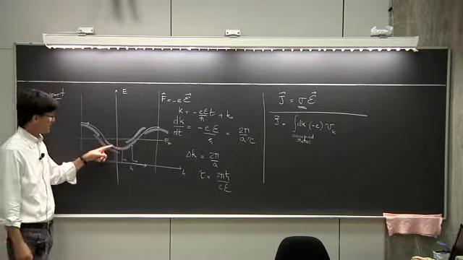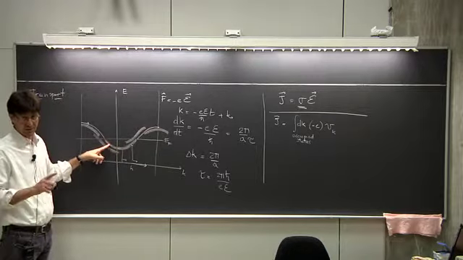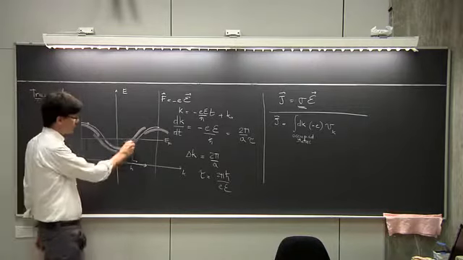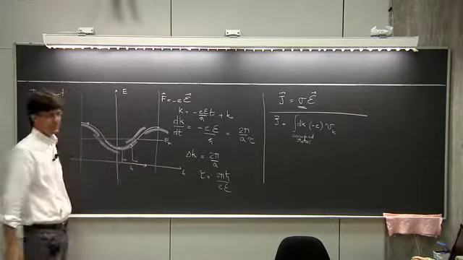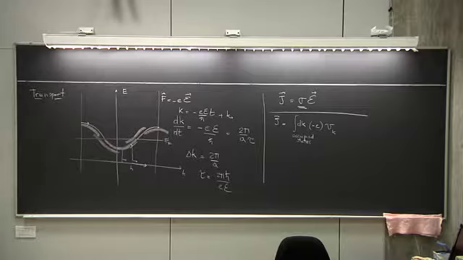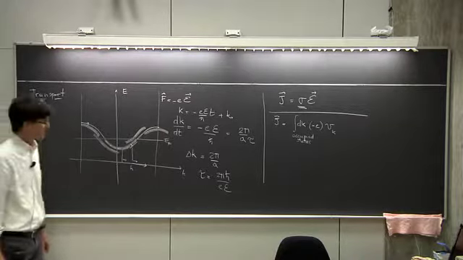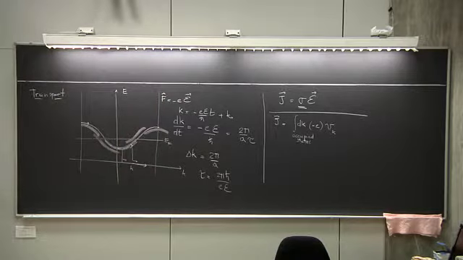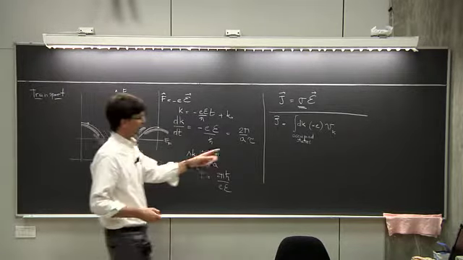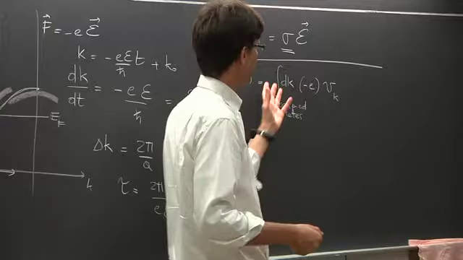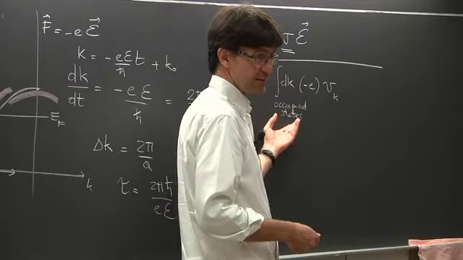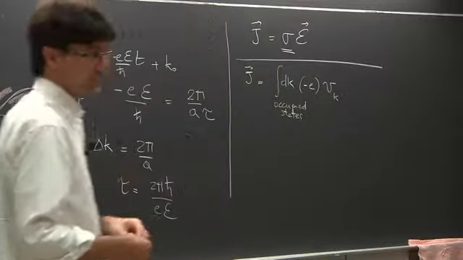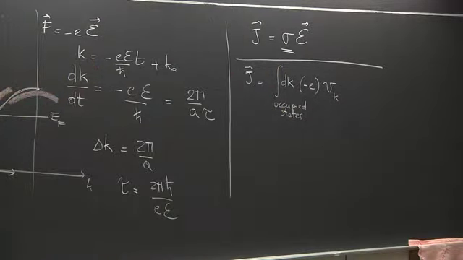Remember, each electron here has a different velocity, and we calculated that velocity last time. The electron has a velocity which is given by the slope of the energy versus k curve. So we have all the background information to be able to calculate the total current of our system. We just need to take the integral over all the occupied states of the charge times the velocity of each carrier. Let me forget about normalizations for the time being.